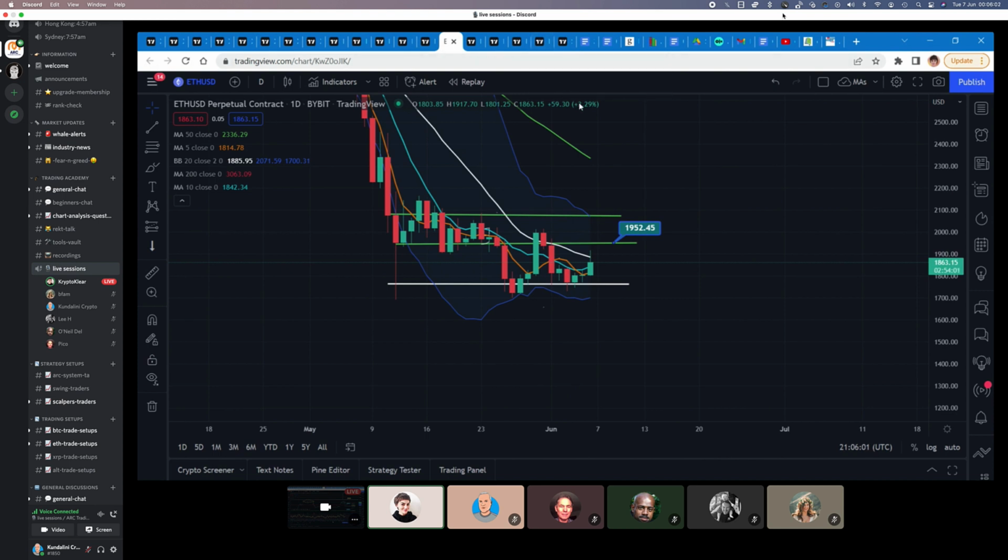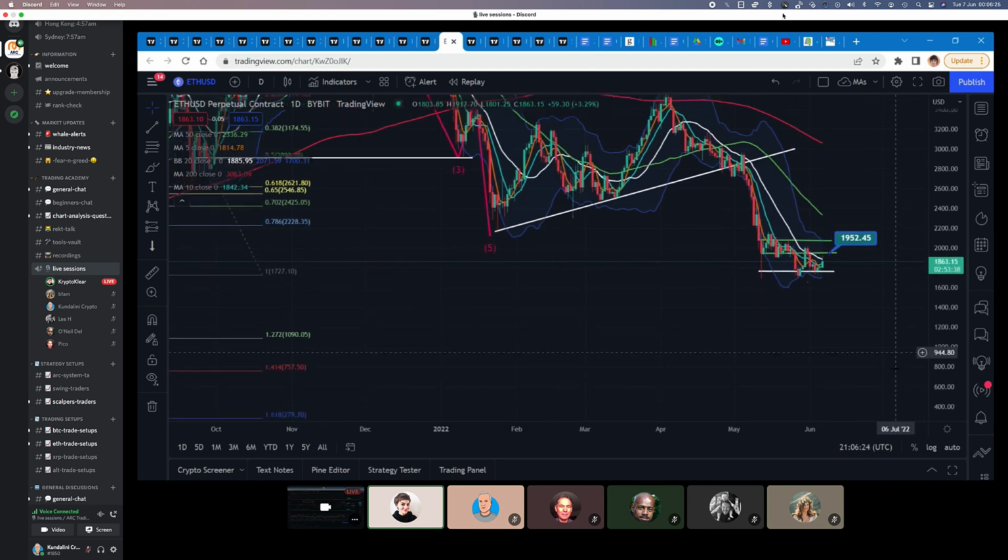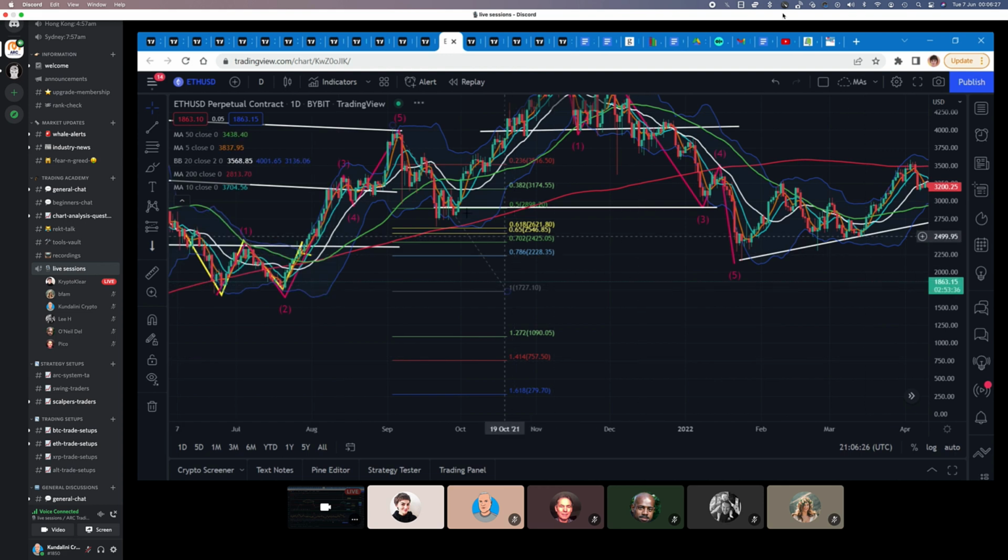However, if Bitcoin decides to, XRP will follow Bitcoin. But if Bitcoin and generally the stock market decide to go for another correction, I'm quite sure ETH will follow too, at least to the 1750, maybe even lower to the 1700s, maybe a triple bottom structure. ETH has made triple bottom structures in the past.